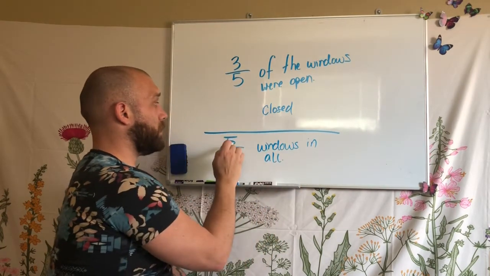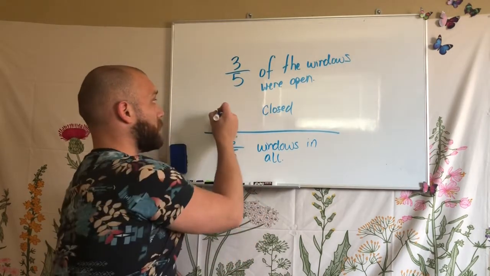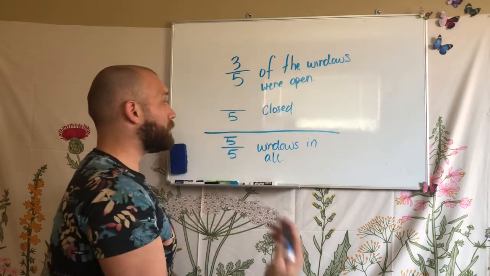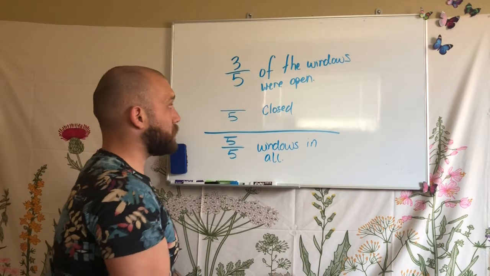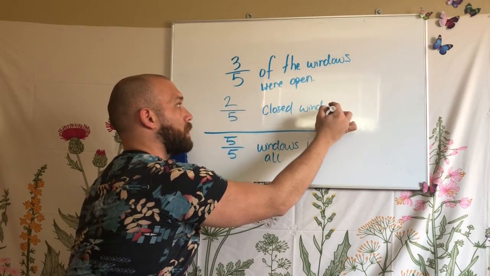So all I need to do is 5 minus 3. I'm just subtracting my numerators. The denominator is going to stay the same because they're all fifths. What is 5 minus 3? 2/5 closed windows.